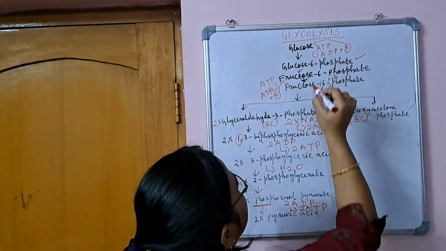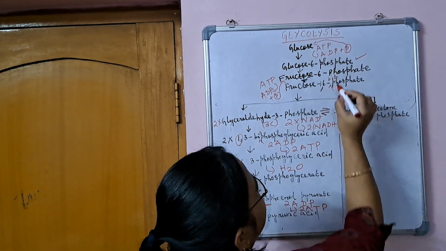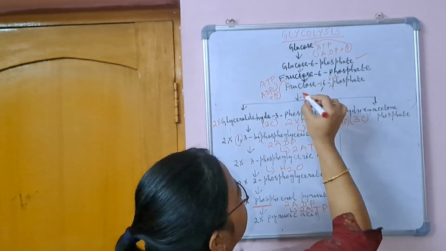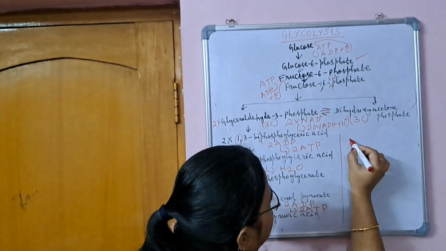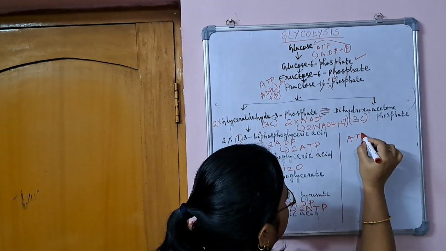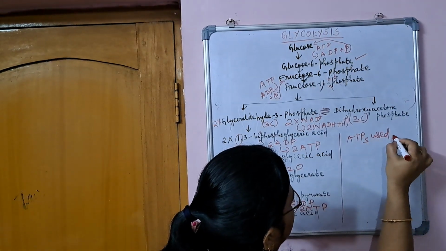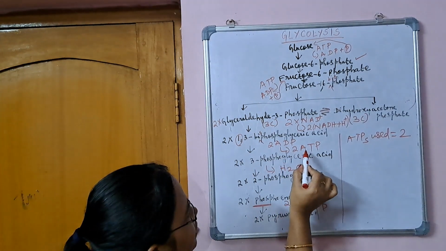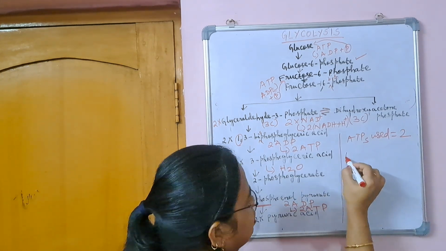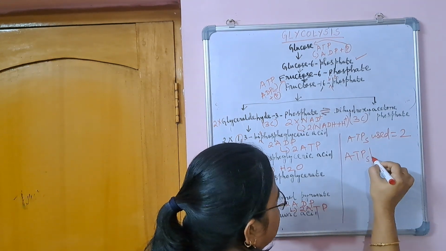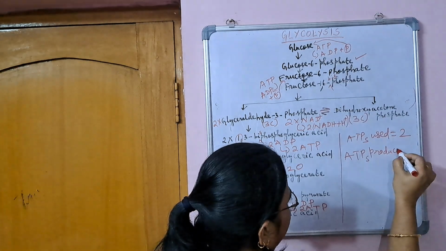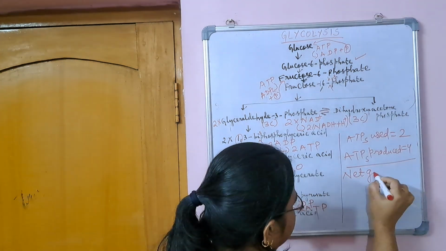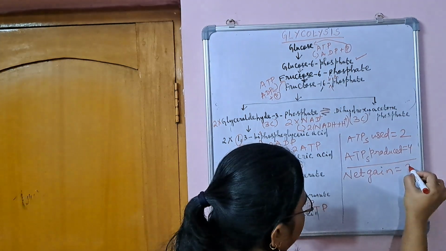Now let us calculate the net ATP and the gross ATP production. In this step 1 ATP is used, and in this step, fructose 6-phosphate to fructose 1,6-bisphosphate, another ATP is used. So how many ATPs are used? ATP used is equal to 2. Now how many ATPs are produced? In this step 2 ATPs are produced and in this one step 2 ATPs are produced. So ATPs produced are 4. Now what is the net gain of ATP? Net gain is equal to 2.